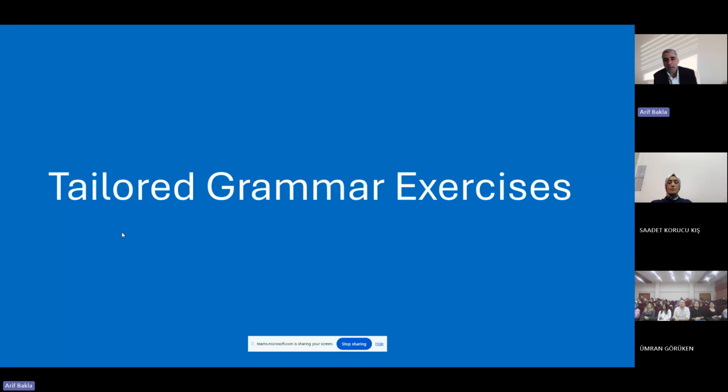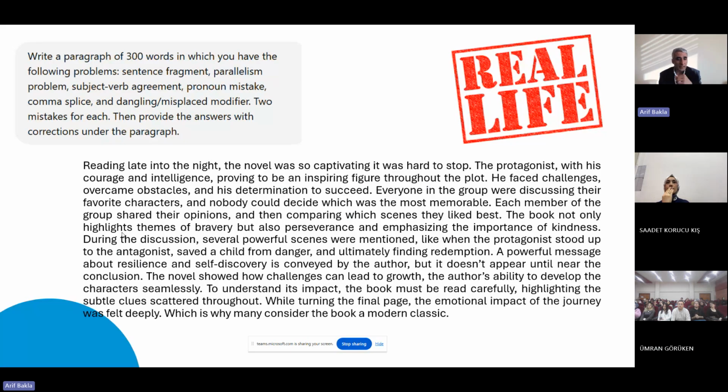And you can also ask these tools to prepare tailored grammar exercises. The grammar problems that my students run into are quite different, or maybe quite different from those of students with other nationalities. And given this information, I should know what problematic aspects of grammar are for my students. And if I know them, I can ask AI tools to prepare, again, individualized materials.